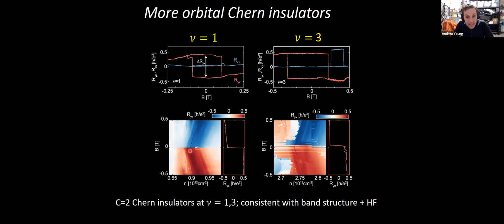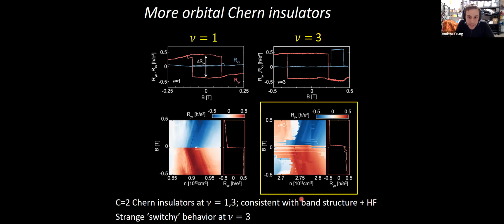That is consistent with what one finds from the magnetic field dependence of these Streda slopes, which seem to indicate a Chern number of 2 at nu equals 1 and nu equals 3. And that's consistent with band structure, which suggests that the Chern number of the single particle bands is also 2. So these look like Chern number 2 quantum anomalous Hall states, right?